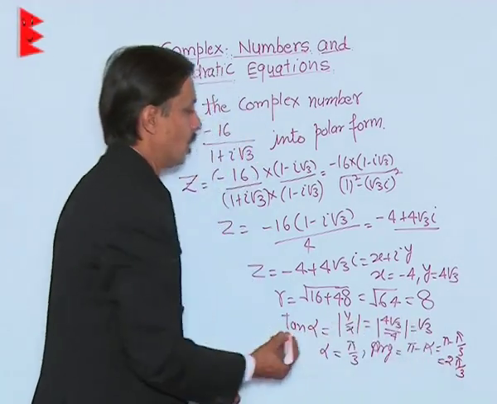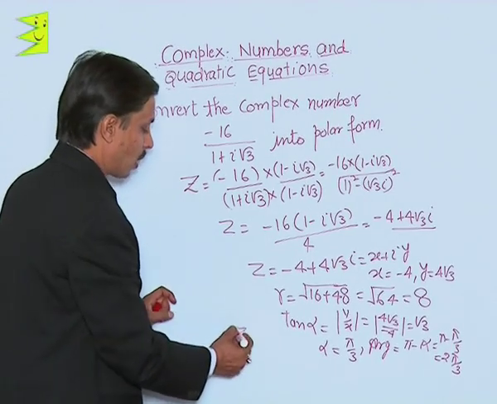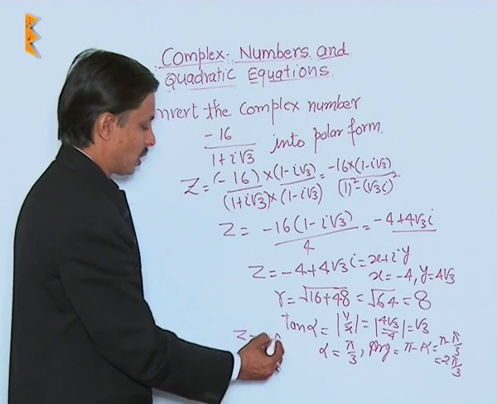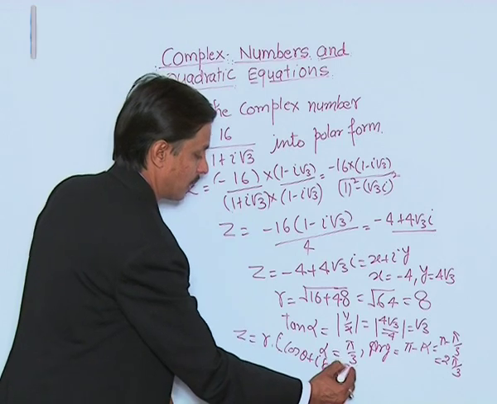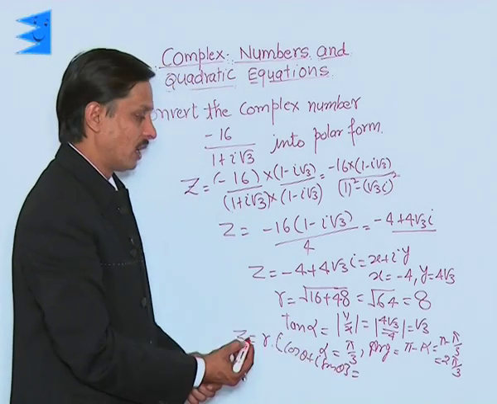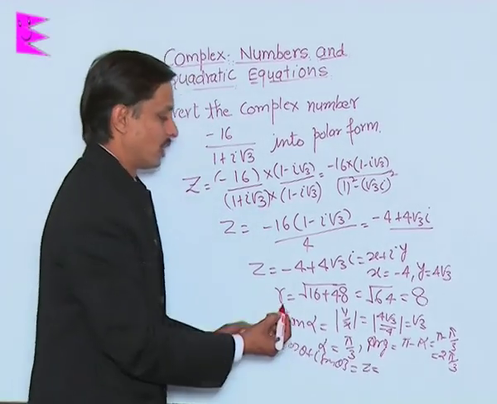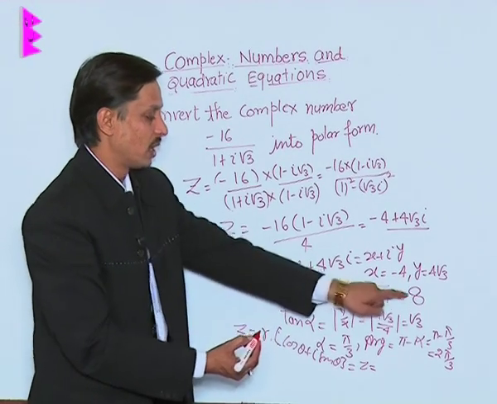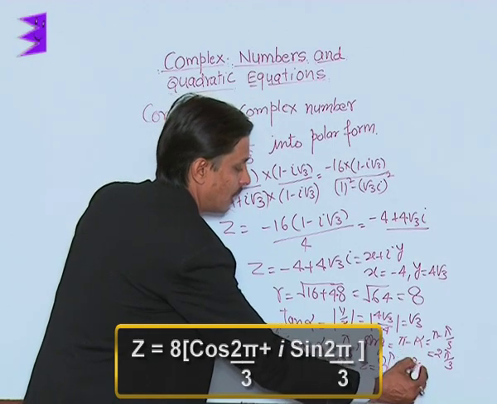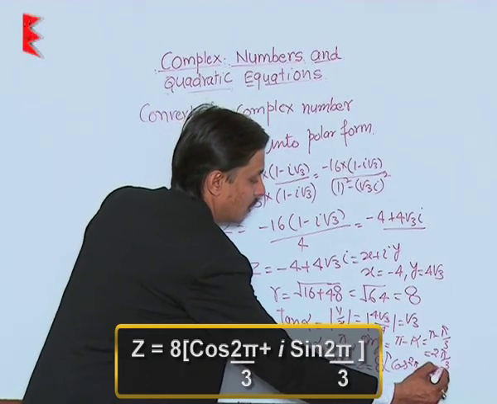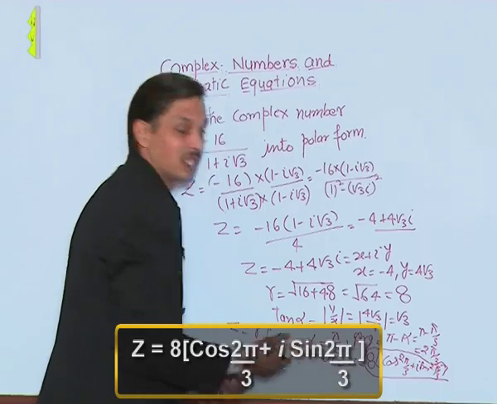that is what? 2 pi by 3. So the net formula for writing the complex number in the polar form, as explained, is z equals r into (cos theta plus iota sin theta). Here theta means argument, that is 2 pi by 3. So z is equal to r. What is our r? That is modulus, which is 8. The answer becomes 8 into (cos of argument 2 pi by 3 plus iota sin 2 pi by 3), which is the polar form of this complex number.